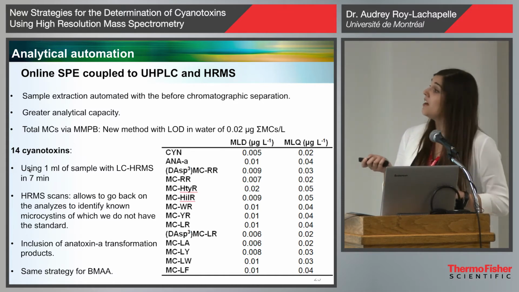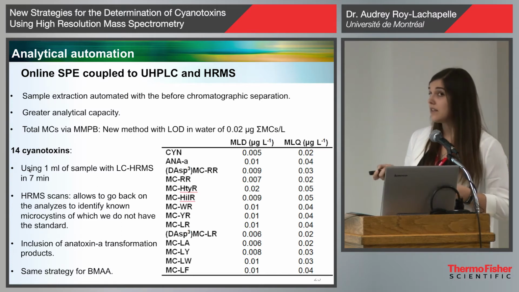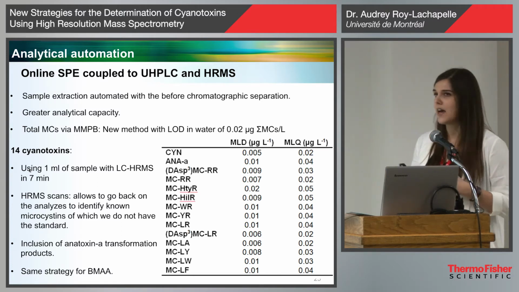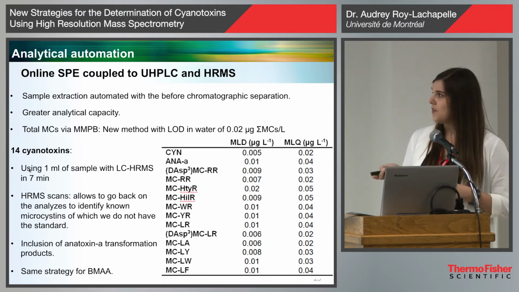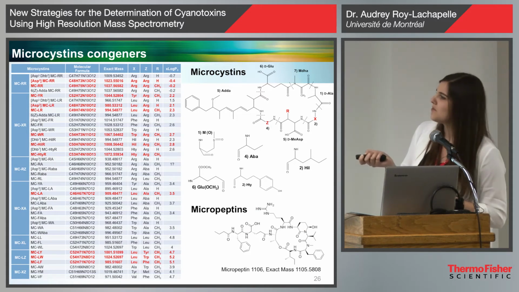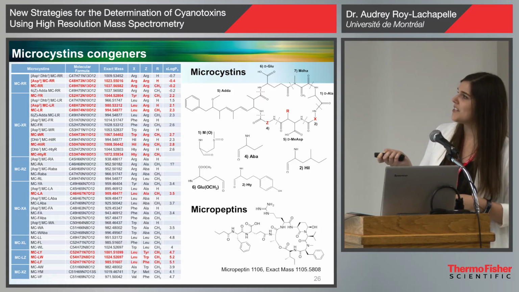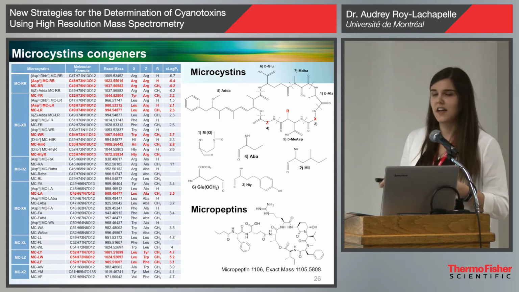Gabriel Munoz worked on the total microcystins using the online SPE, and the limits of detection were quite low, which is really good for drinking water or really low concentrations of microcystins. This is only to show you it's not all the microcystins and we don't really see the congeners, but there are a lot of congeners. In red are the standards that we have, and the others are not available.